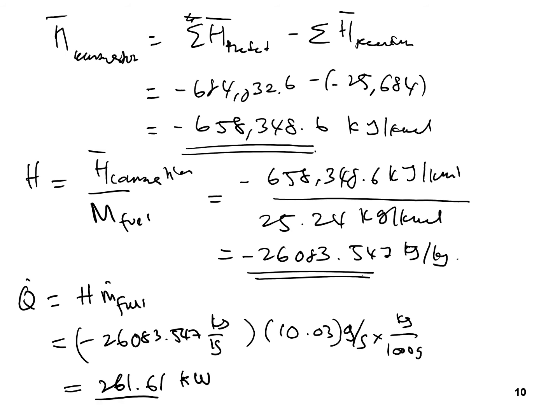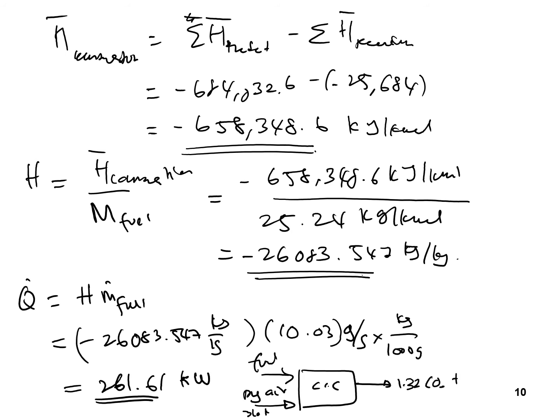So the combustion process of the fuel mixed with natural gas and dry air at 310 K enters the combustion chamber and produces 1.32 CO2 plus 1.8 H2O plus 8.38 N2, and it produces 261.61 kilowatt of energy, with the products at a temperature of 1000 Kelvin.